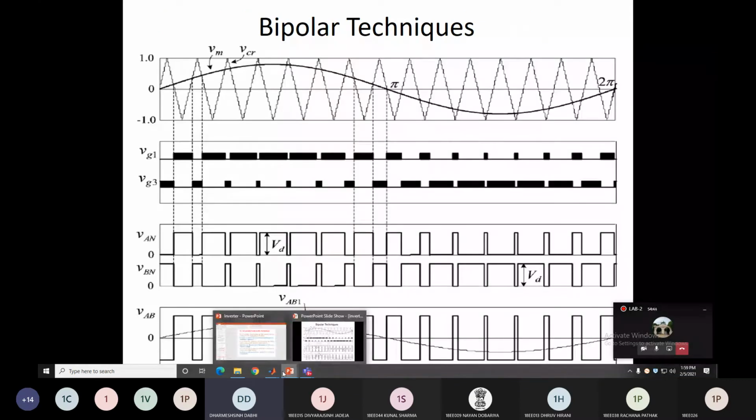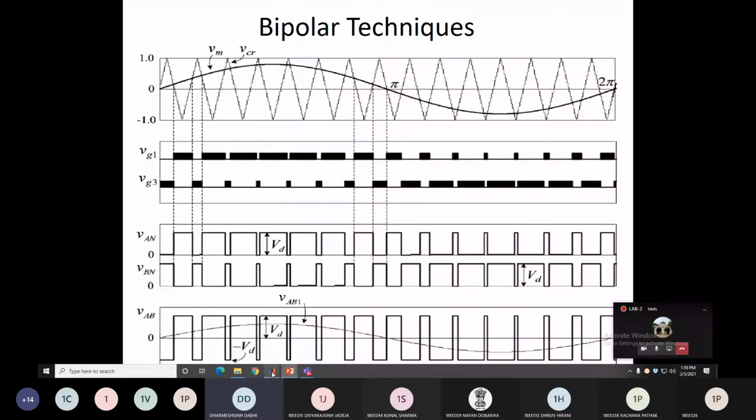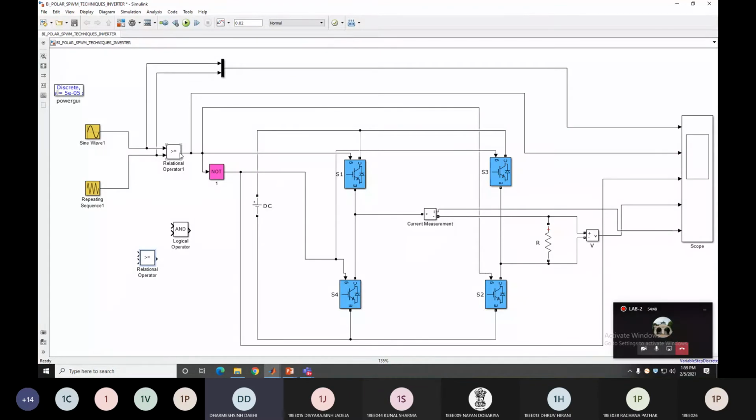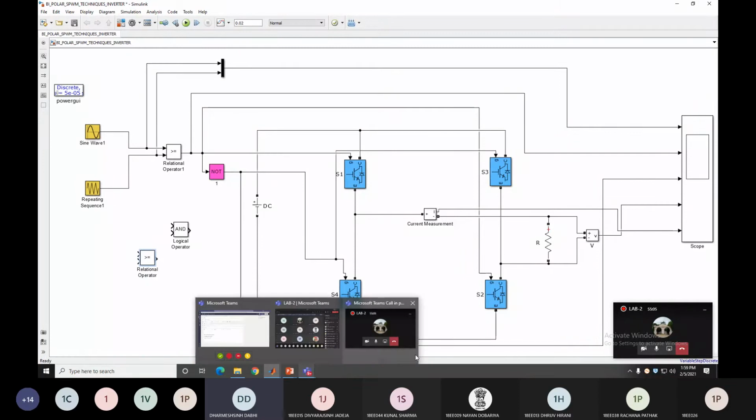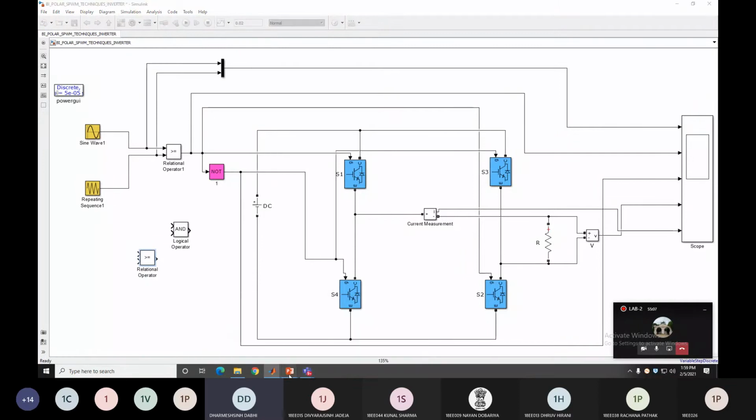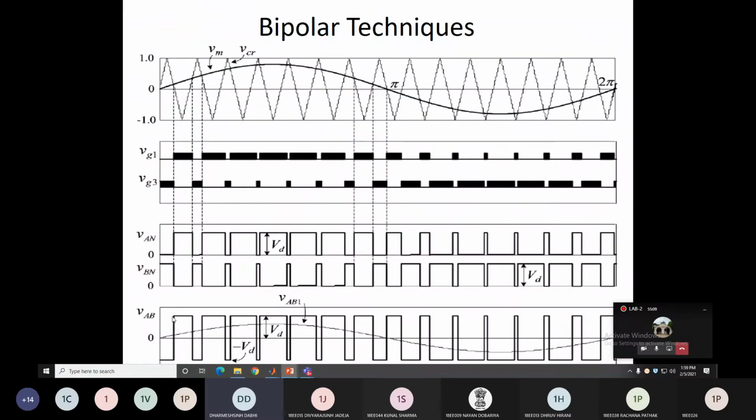Same way, in this simulation also you can see that I apply this output of this relational operator to S1 and this output to S2. It means S1 and S2 both are turned on simultaneously, so that I get the positive output voltage at the load side. Like this way, I get this positive output voltage at the load side.